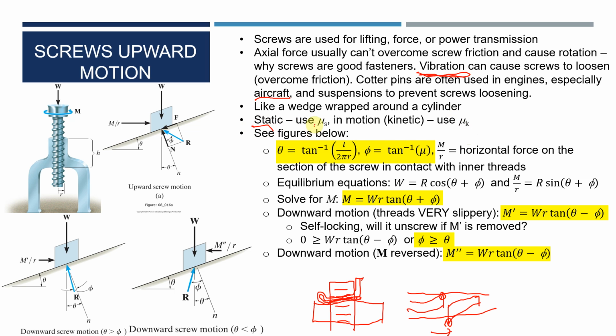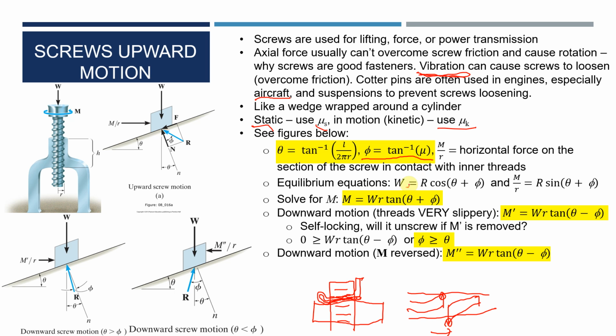For static friction, use mu s. For kinetic, use mu k. So looking at the figures, it's not hard to come up with the equations. Now R is going to be at impending slip, or for the kinetic case, then we have the angle, the friction angle, if you will, is the arctangent of mu.